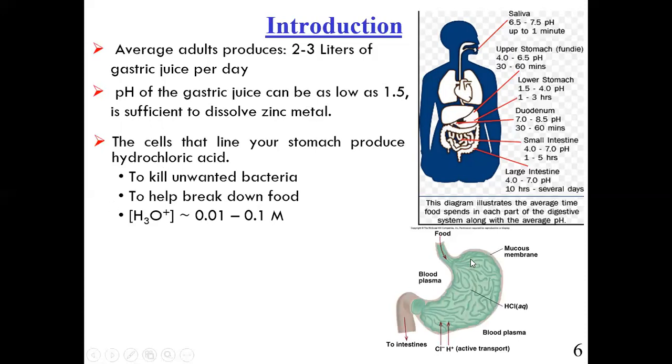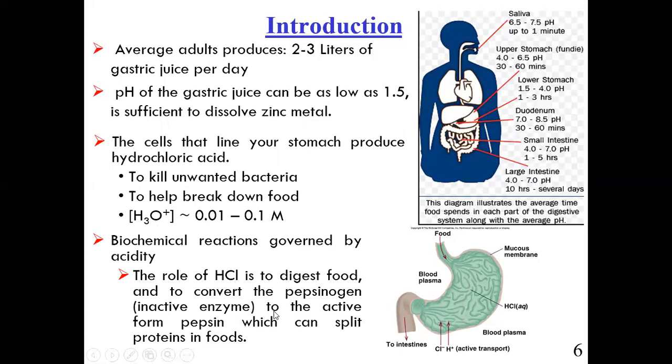The cells that line our stomach produce HCl, hydrochloric acid. And of course, there are ion channels, which bring the Cl in, or which bring the H plus in. And this HCl, the H plus of it, of course, kills unwanted bacteria, and it helps to break down some of the foods. The concentration of this acid ranges between 0.01 and 0.1 molar.